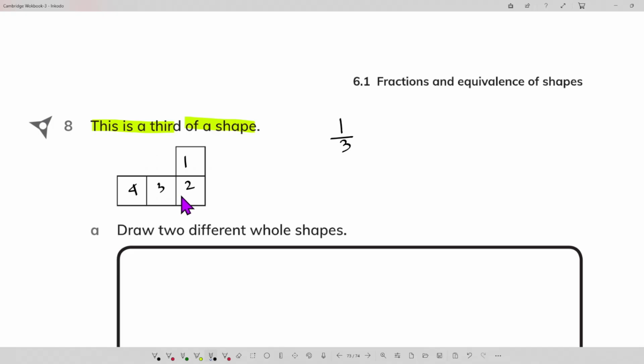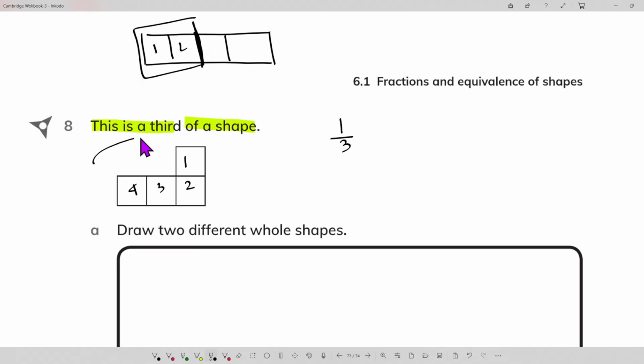This is the part of a shape, but this is a 1/3. It means, suppose, 1 2 3, 1 2 3 4. If we say half of this shape, it means 1 and 2, this is a half. So this is a 1/3.